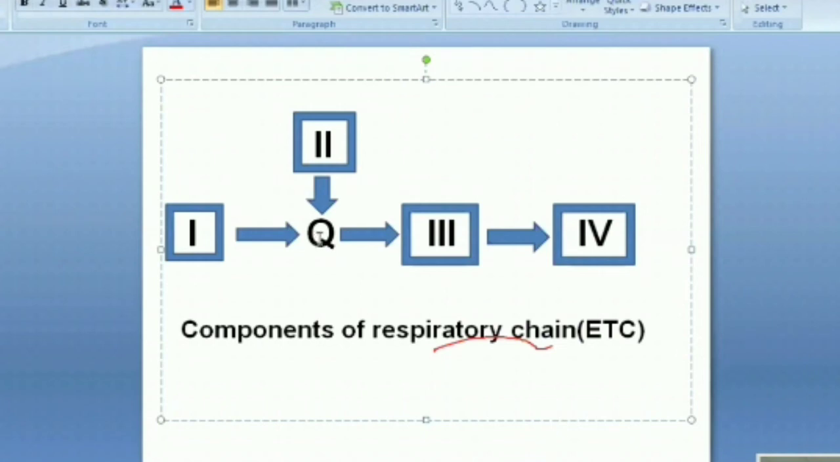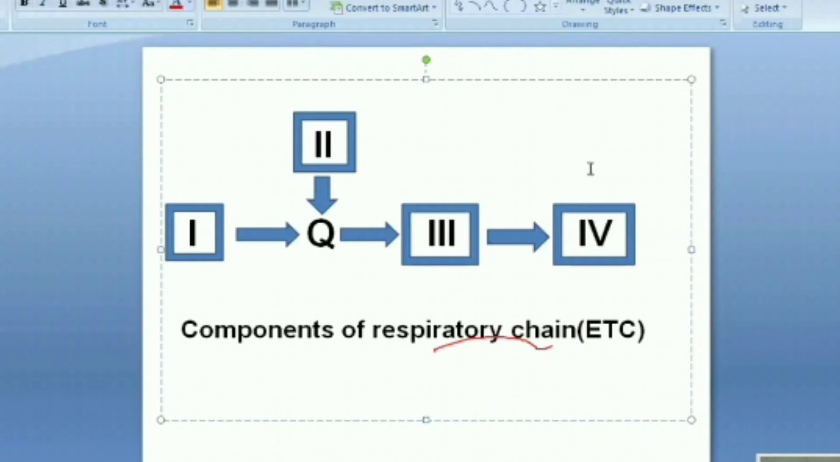Then it is transferred to complex 3. This complex 3 is also splitting electrons and protons. Electrons move horizontally to complex 4 and protons vertically. Even complex 4, which is the final stopover of the respiratory chain, also splits the reducing equivalents into electrons and protons. Is it clear? Electron, proton.